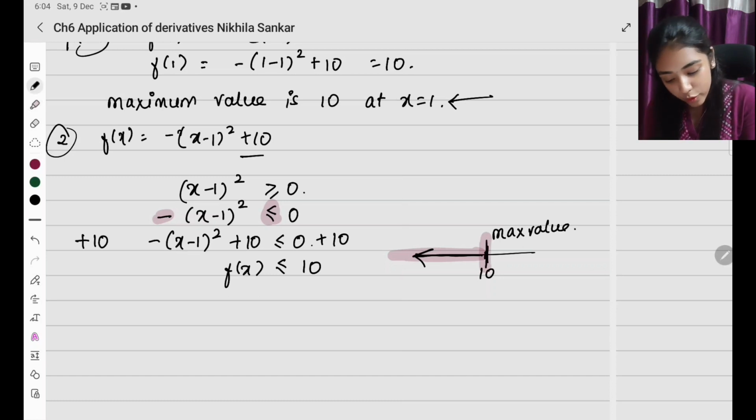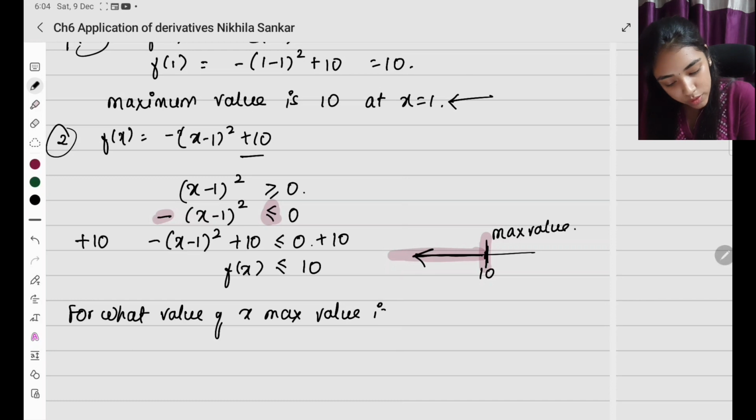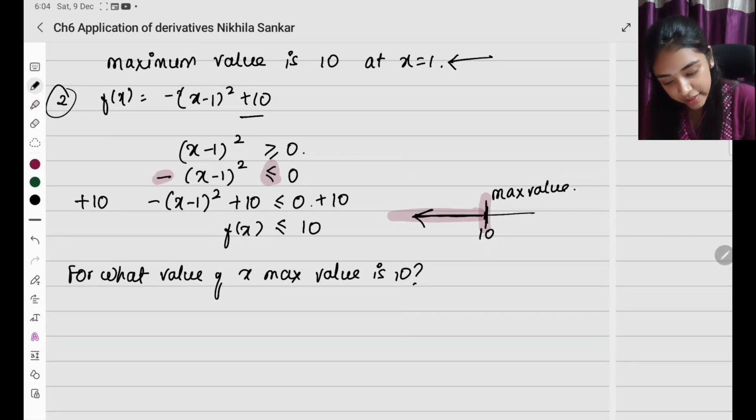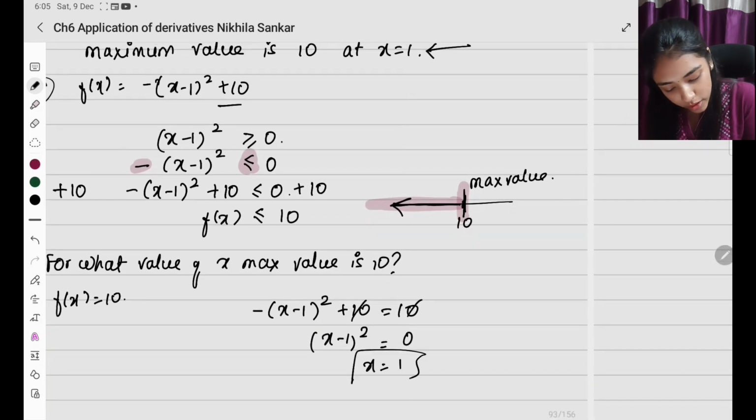So for what value of x is the maximum value 10? So you need to find that out. So if the maximum value 10 தெரிஞ்சு போச்சு, when I equate, I have minus of x minus 1 the whole square plus 10 equals 10. This gets cancelled. So I have x minus 1 the whole square is going to be 0. I have x equals 1. So maximum value is going to be at x equals 1.